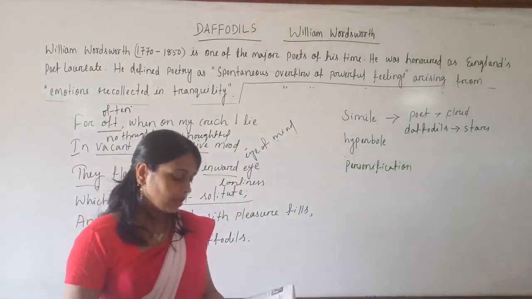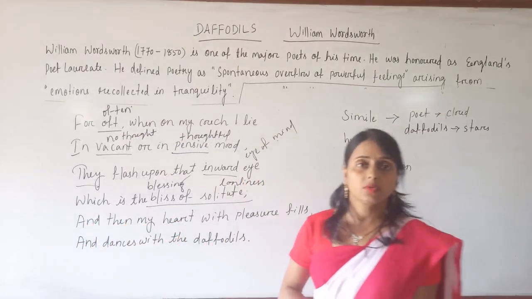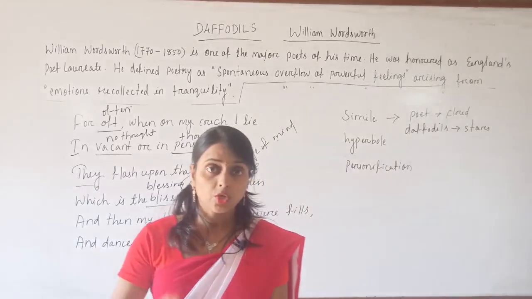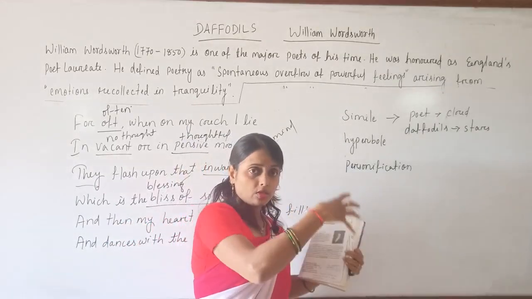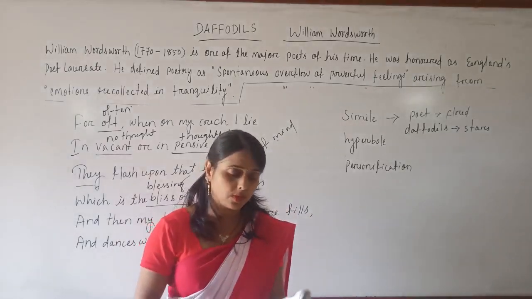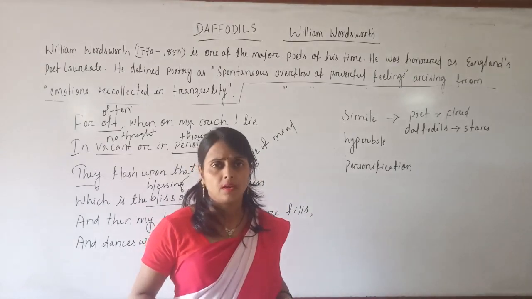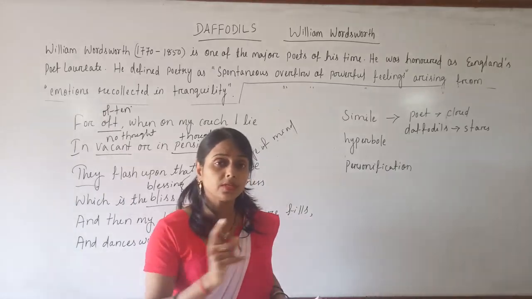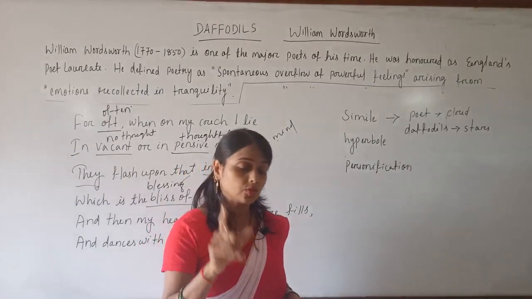First one is, when all at once I saw a crowd. This one is in line number 3, because crowd means what? Large number. And here the poet has told that he has seen the daffodils in large number. That one is a hyperbole. Then they stretch in never ending line. Practically think, is not there the end of the daffodil? Definitely it's there, but the poet has described that there is no ending of the daffodil. That one is also hyperbole.